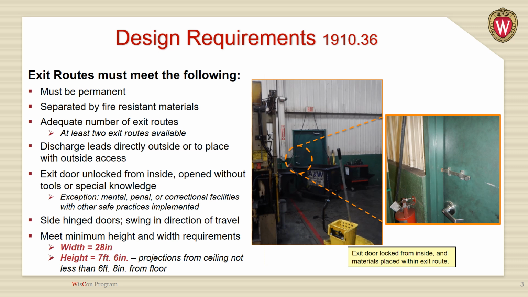Exit doors must remain unlocked, and employees should be able to open an exit door from the inside at all times without keys, tools, or special knowledge. Panic bar devices that lock only from the outside are permitted on exit doors. Side hinge doors should be used to connect any room to an exit route, which swings out in the direction of travel. Lastly, exit routes must meet minimum height and width requirements of 7 feet 6 inches high and 28 inches wide. Objects that project into the exit route must not reduce the width to less than the minimum requirements.